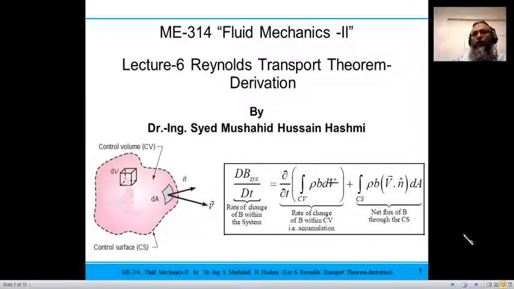Today, we are going to start a fresh topic, which is Reynolds transport theorem, and in this topic also we will derive the continuity and momentum equations, but in a different manner, not using a differential approach but using an integral approach. So in today's lecture we will only derive the Reynolds transport theorem, and in the later lectures using the Reynolds transport theorem we will derive those governing equations in integral form.